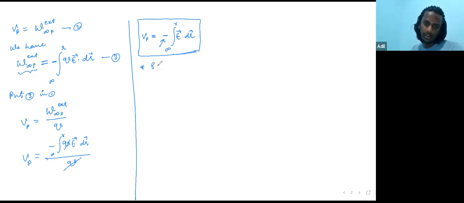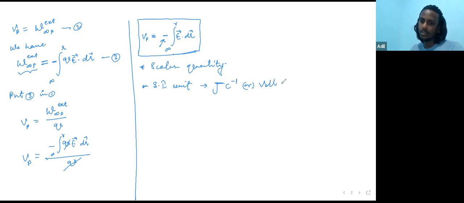And we already know this is a scalar quantity, and your SI unit is joule per coulomb, or sometimes it is also called volt.